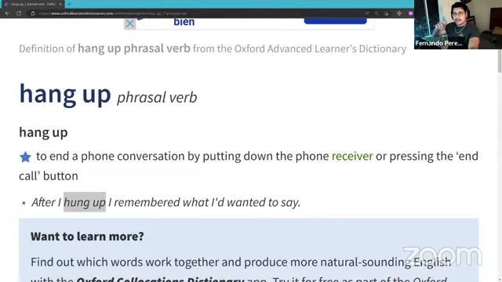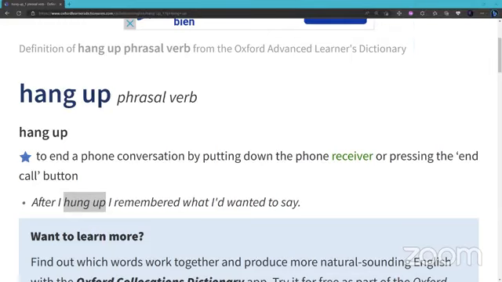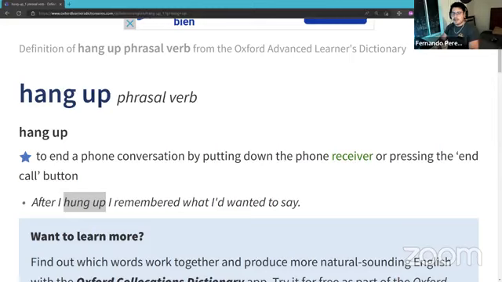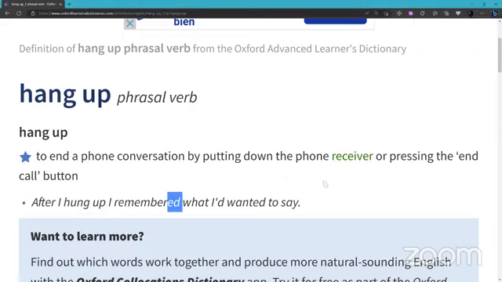I think you have connection problems because I'm trying to make an exercise here. A good way to understand phrasal verbs is to take the portion of the definition that you selected and replace it into the sentence, the example that you have. Okay. After I ended a phone conversation, I remembered what I wanted to say. Which phone conversation? If you say a phone conversation, it is any phone conversation. But here we are talking in the past, which is kind of specific. Yes. A phone conversation then sounds weird.